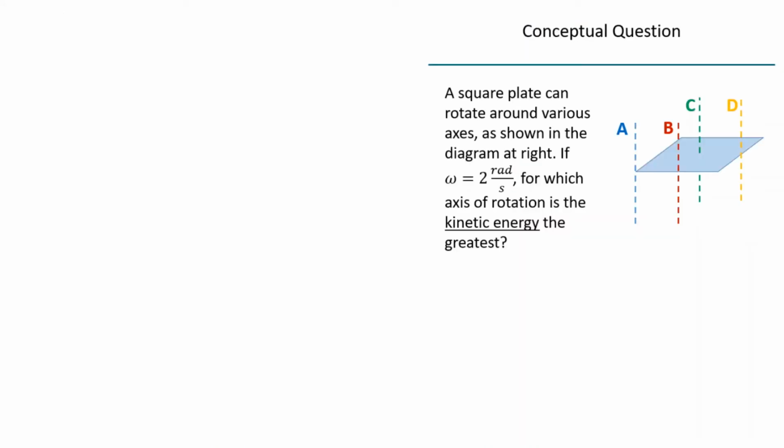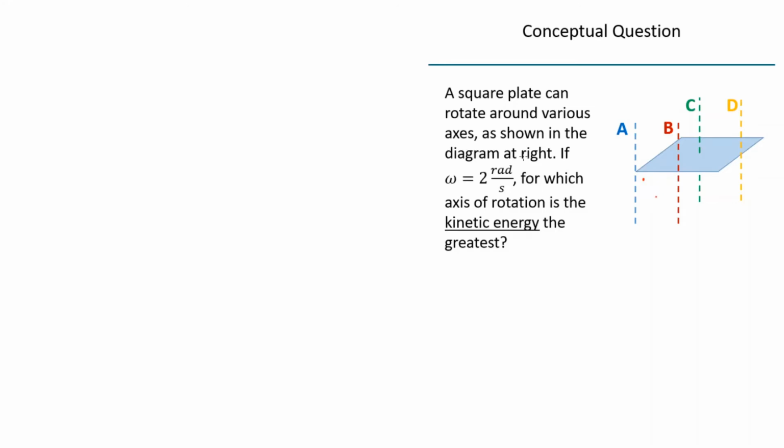Let's start off with a conceptual question. A square plate can rotate around various axes as shown in the diagram at right. So these axes are all perpendicular to the plate, but they pass through various points on the plate. If omega equals 2 radians per second, for which axis of rotation is the kinetic energy the greatest? So which of these axes, which of these centers of rotation gives us the greatest kinetic energy of this plate?